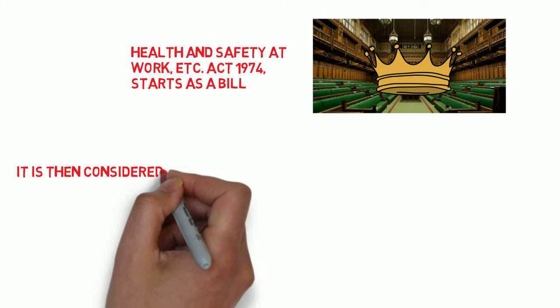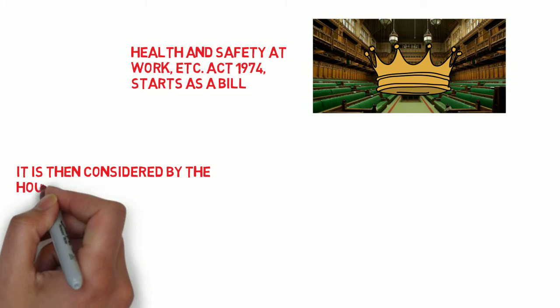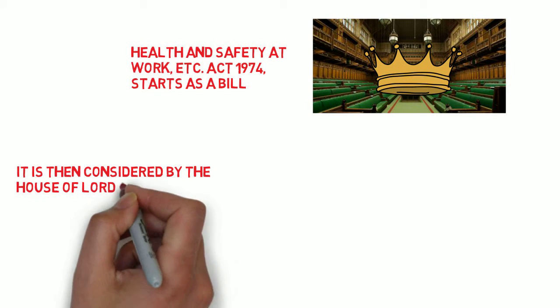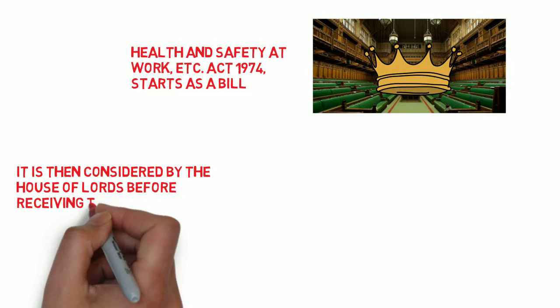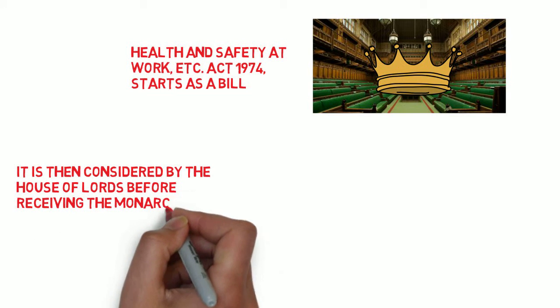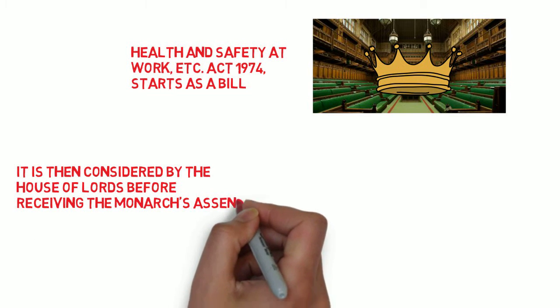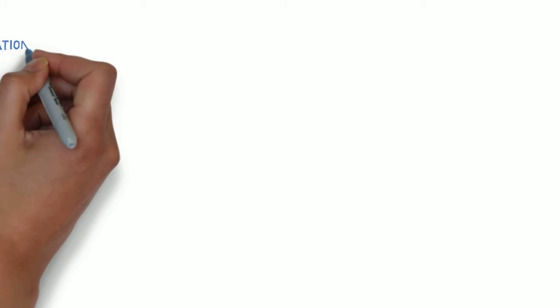Regulations are made under these Acts of Parliament, which are called Enabling Acts. For example, regulations regarding health and safety can be made under the Health and Safety at Work Act 1974, which is the Enabling Act. They are created by the Secretary of State responsible for health and safety matters following consultation with interested parties.